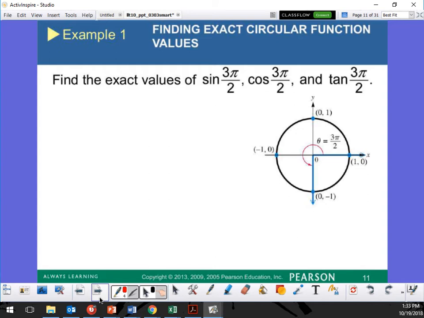Put your finger on it. It's right there, the green. Put your finger on it right now. 3 pi over 2. No, wrong. 3 pi over 2. Put that away. No, stop. 3 pi over 2. Find it.